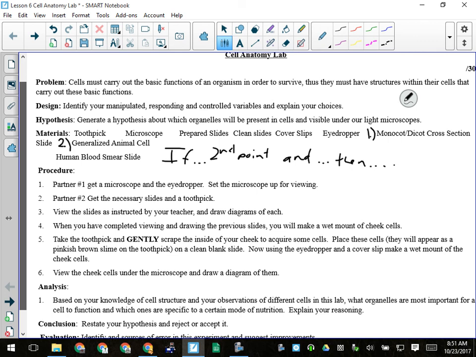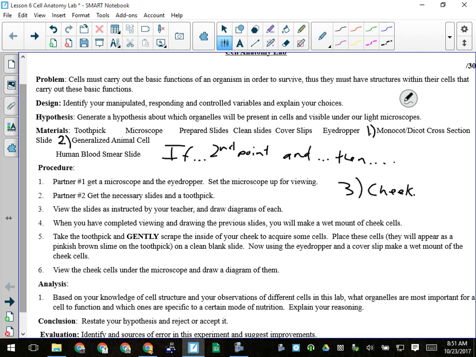And then the last one you're going to look at is your cheek cell. So the third one will be your cheek. Since we're going to be putting stuff from inside our mouth on the slide, make sure that when you're done with the slide, it's washed with soap and water, please. Go back to the sink, get soap and water, clean it off, dry it off before you return it. Remember, the cover slip goes in the garbage. It doesn't get reused.